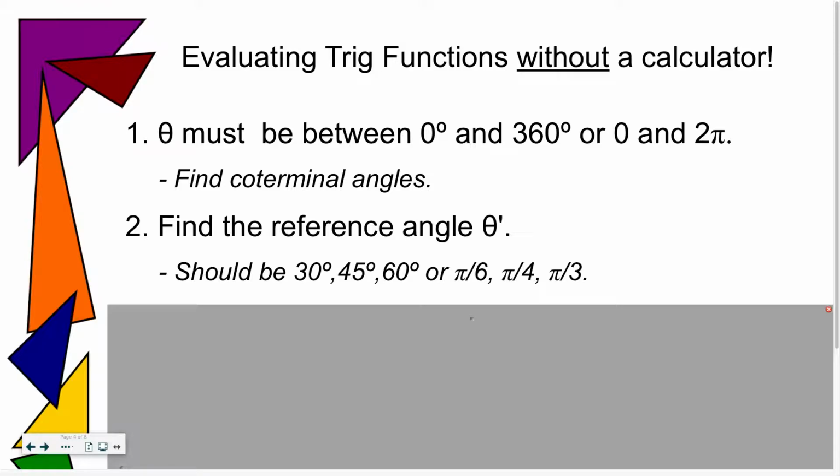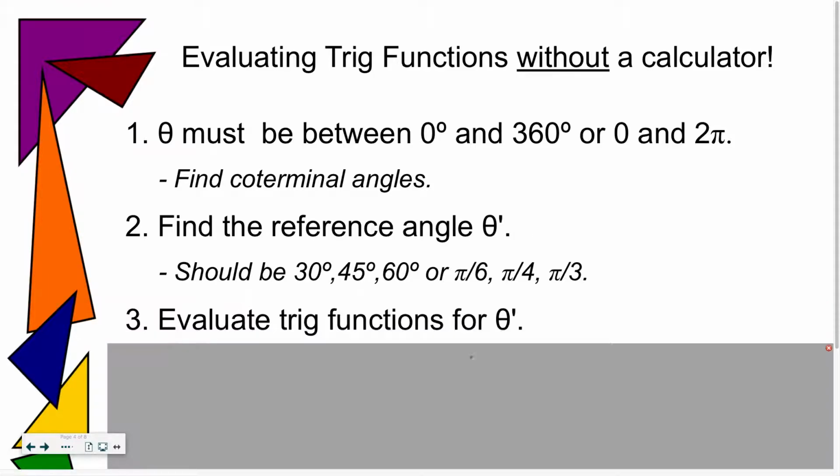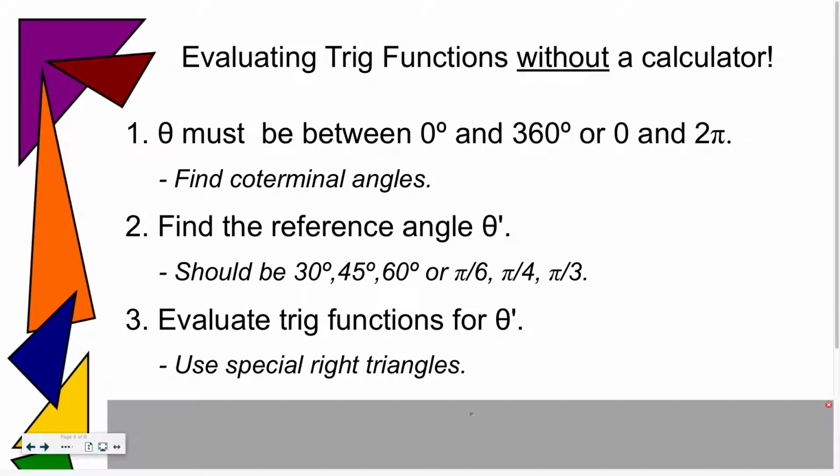And the reason why is we're going to use the special right triangles, which we know how to draw, 30, 60, 90, and 45, 45, 90 triangles. So step 3 is you'll be able to evaluate the trig function, and you're going to use the special right triangle to do that. So you're going to see me labeling sides of special right triangles.